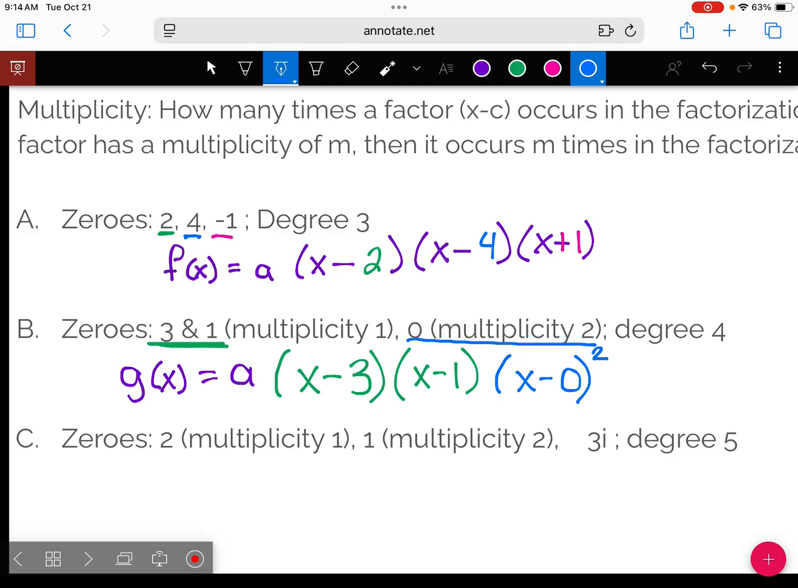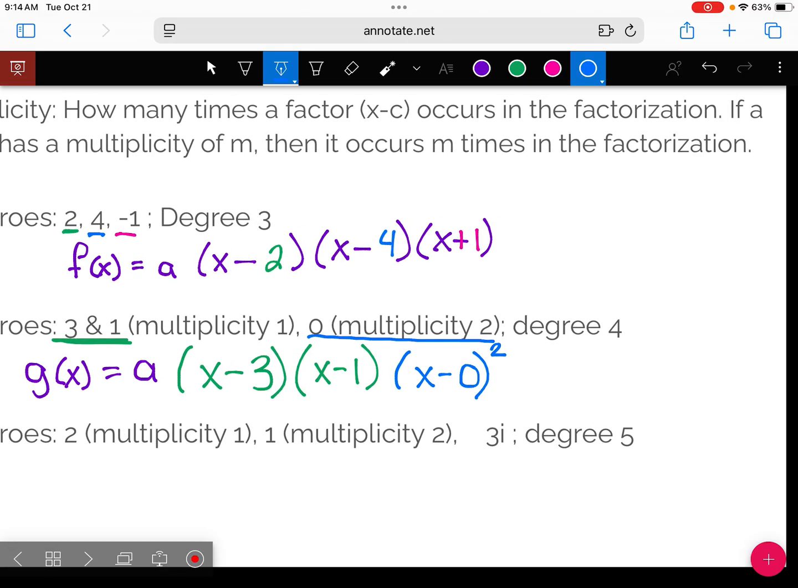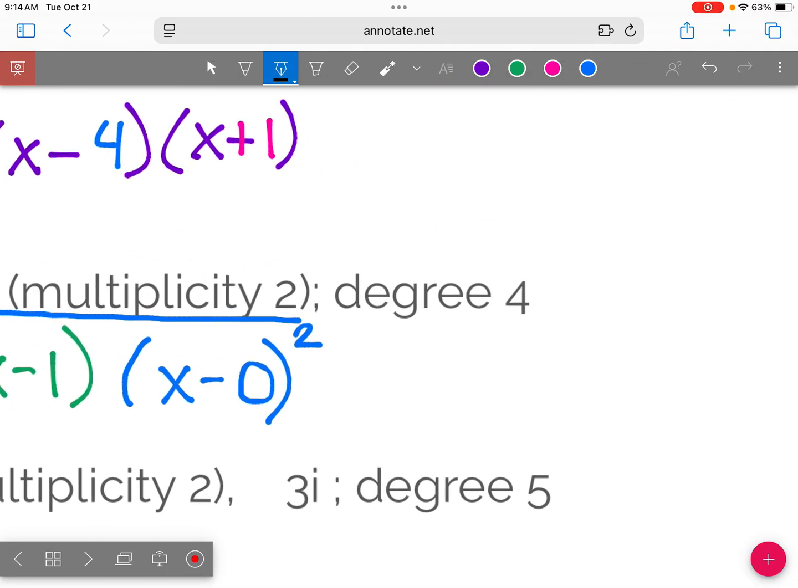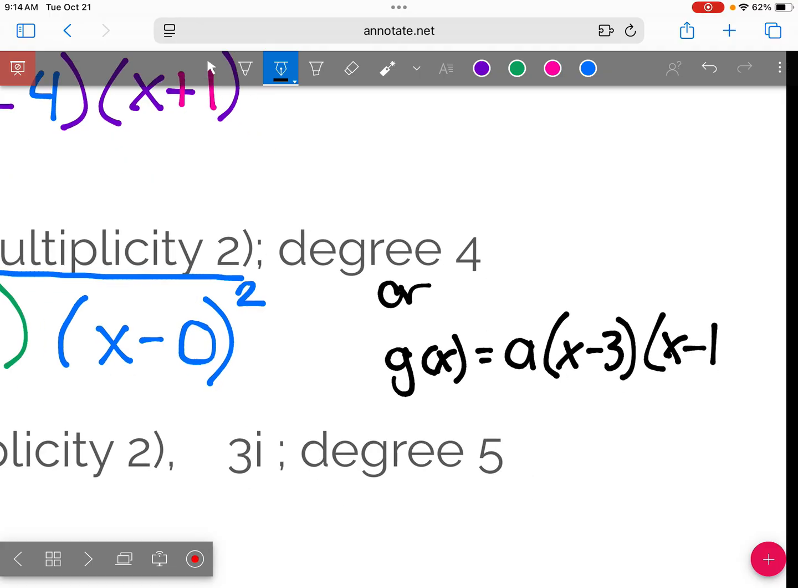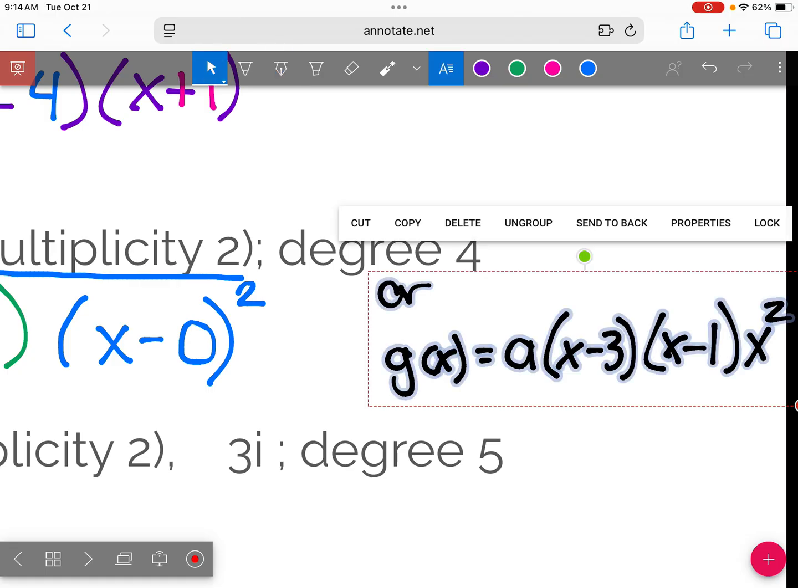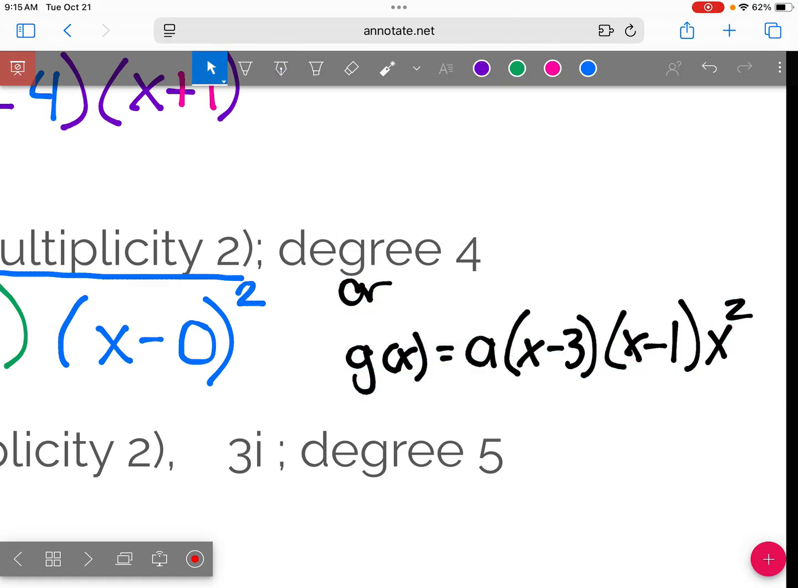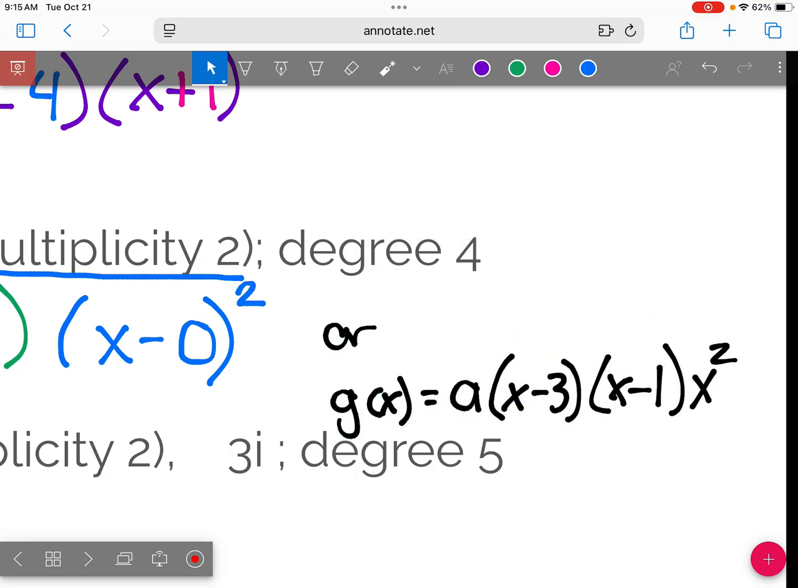I like to follow the same kind of formula here, so I try not to change my approach too much through it. So you could also write this as our g of x equals a times x minus 3, x minus 1, x squared. That would also count. Totally valid, 100%, even in the same order. Either way is fine.